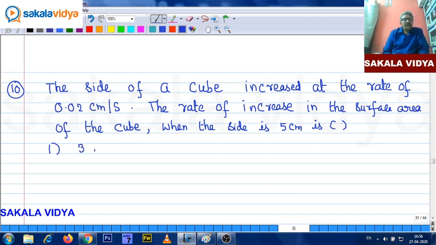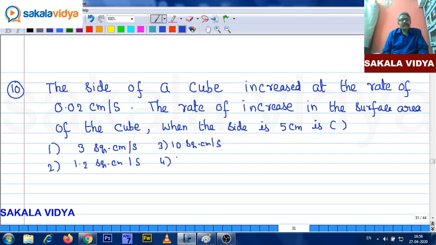First option 3 square centimeter per second. Second option 1.2 square centimeter per second. Third option 10 square centimeter per second. Fourth option 15 square centimeter per second.